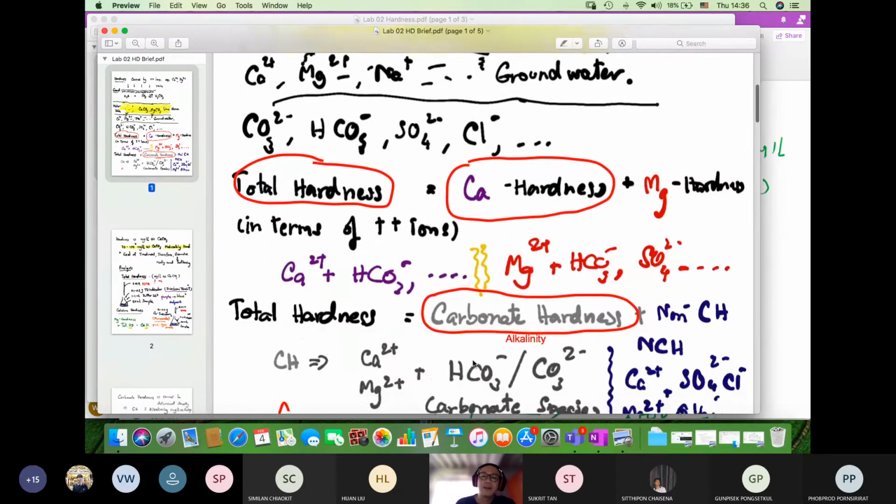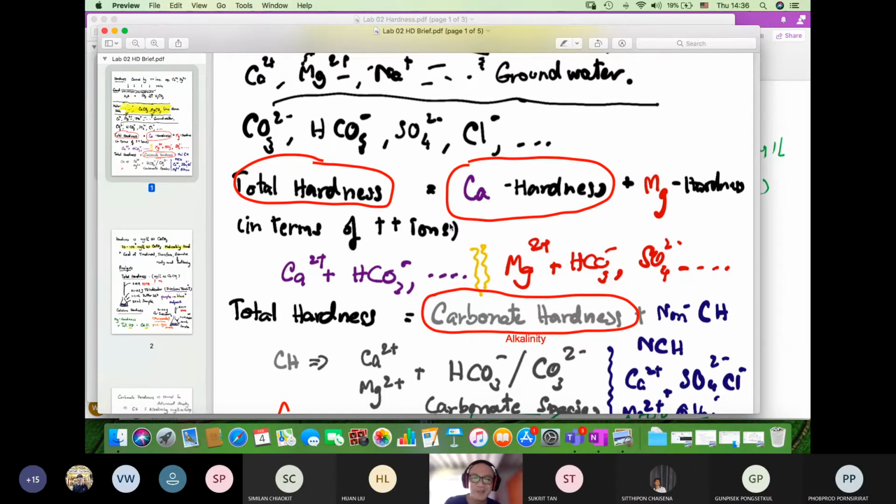So we can define it like this for the total hardness. The major cause of the hardness, in terms of the positively charged ions, is the calciums and magnesiums. So in general, we can say that in terms of the positively charged ions, hardness is equal to calcium hardness plus the magnesium hardness.